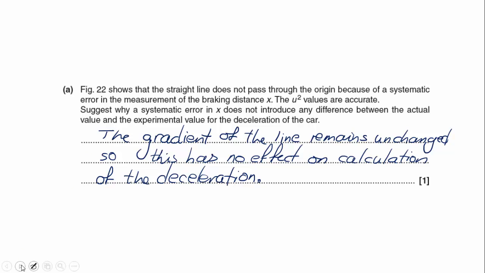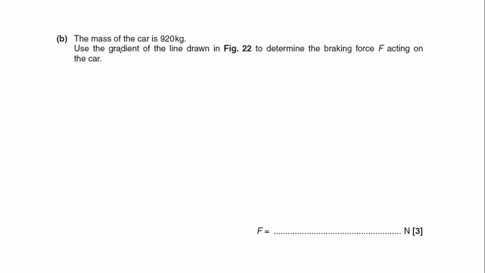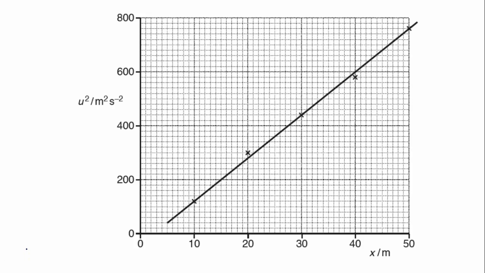Okay, now let's move on to part B. It tells us that the mass of the car is 920 kilograms, and we've got to use the gradient of the line drawn in figure 22 to determine the braking force F acting on the car. So what we'll need to do is work out the gradient. Every time we use a graph, let's make sure we are looking at our units and seeing if we've got anything untoward, any powers of 10 or any prefixes. We haven't, so meters squared seconds to the minus 2 are SI units, and meters down here.